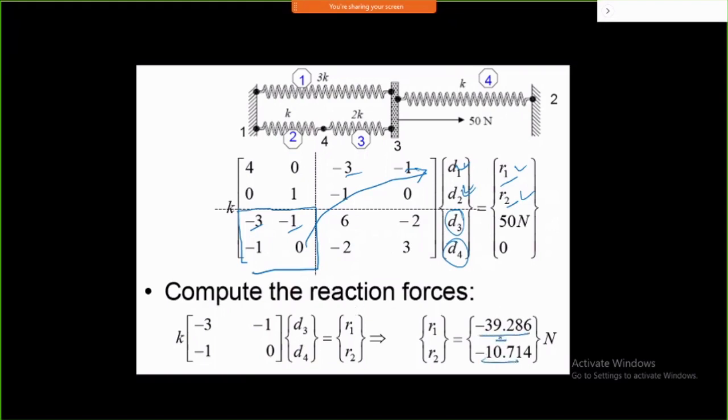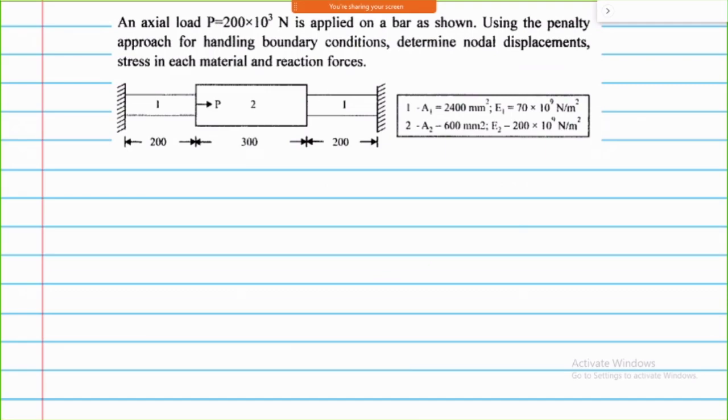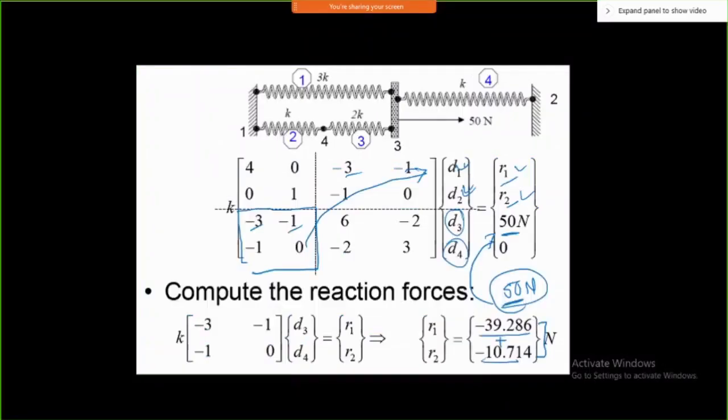When you add these two, it should come to 50 Newton. Why should it come to 50 Newton? Because this is nothing but a balance. Whatever amount of force you externally apply, that entire load will be taken care of by the reactions, and that is the reason your entire structure is stable. When you add up these two reaction forces, you will get a 50 Newton force. So this is the way you can look into the spring element solutions.